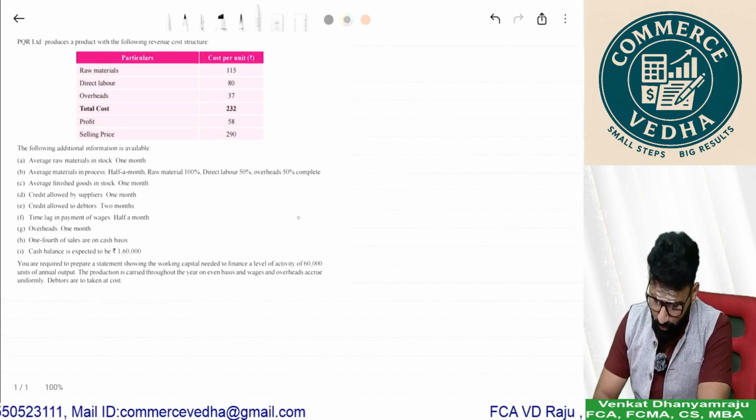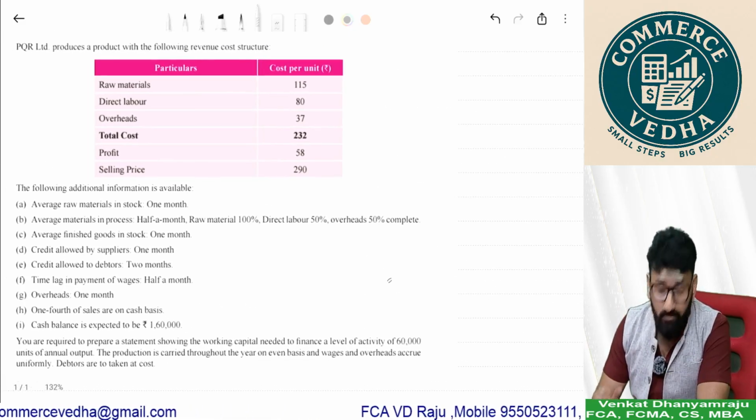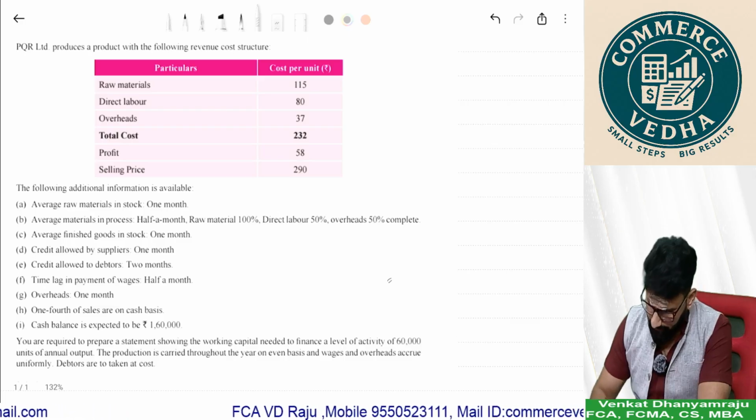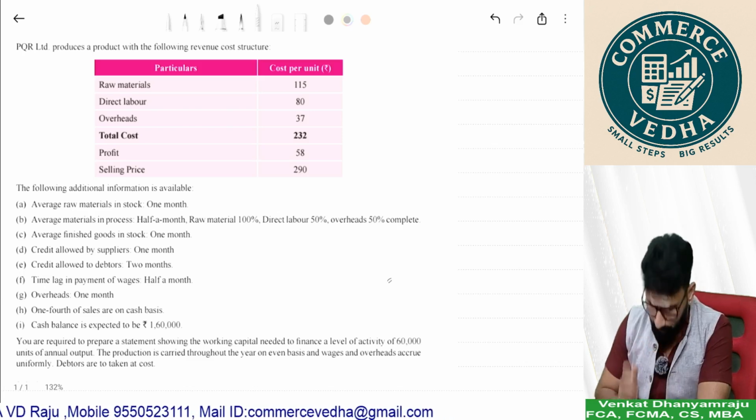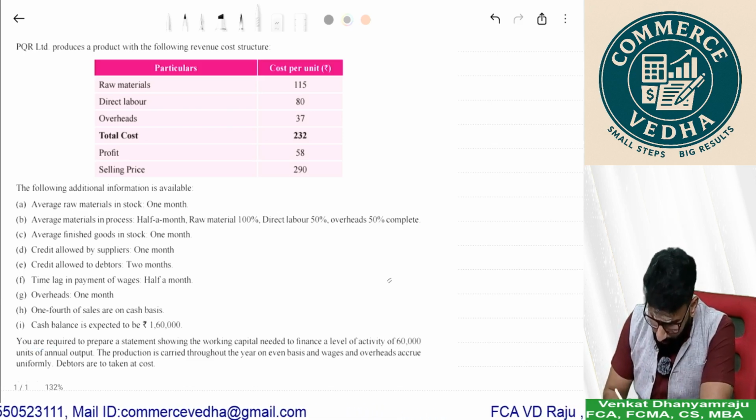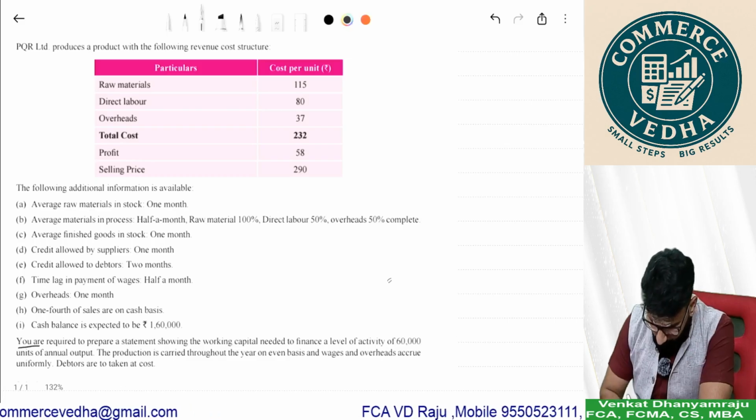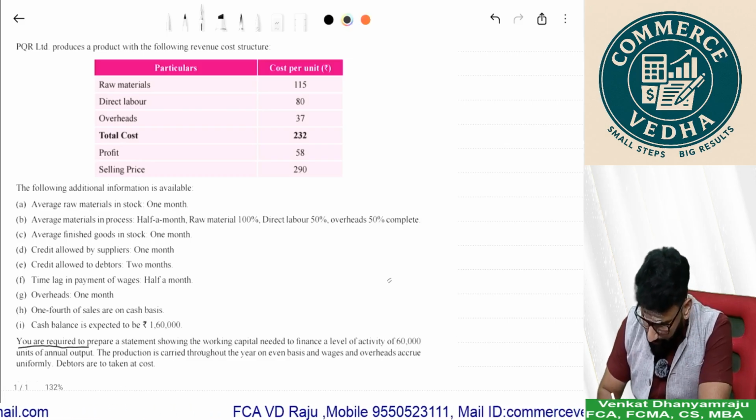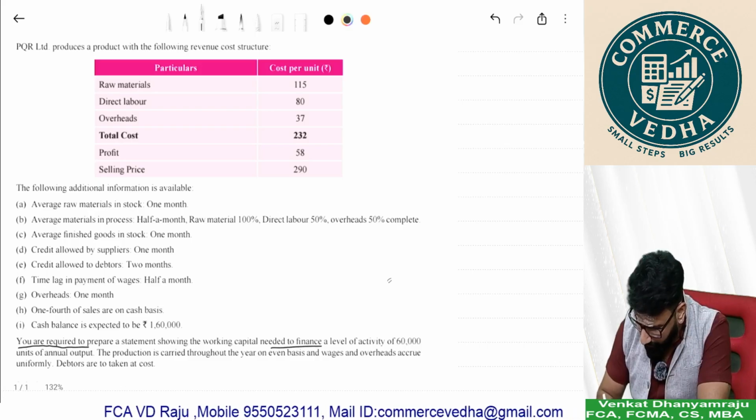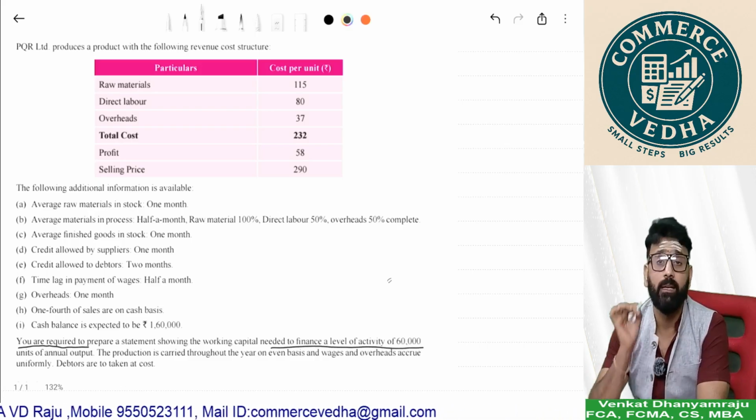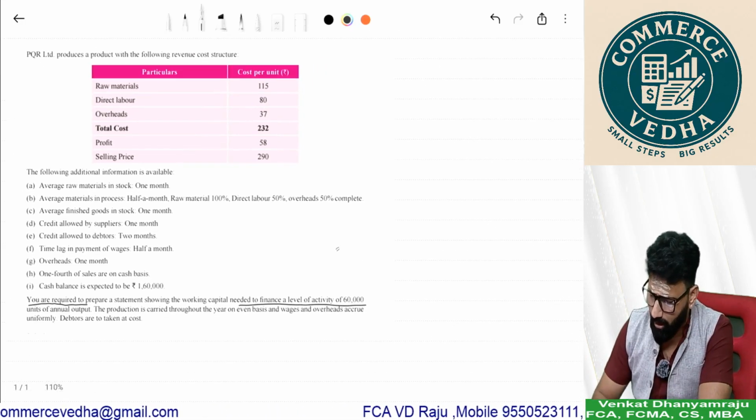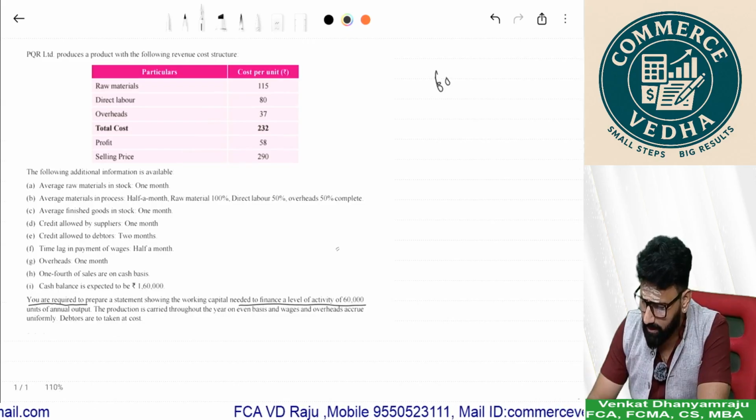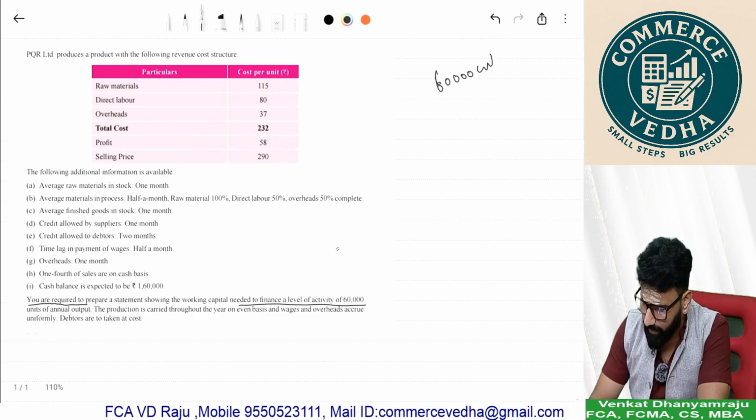Now if you look at this question, I always go with what exactly we should do. You are required to prepare a statement showing the working capital needed to finance a level of activity of 60,000 units. So the activity level here is how many units? 60,000 units of activity.